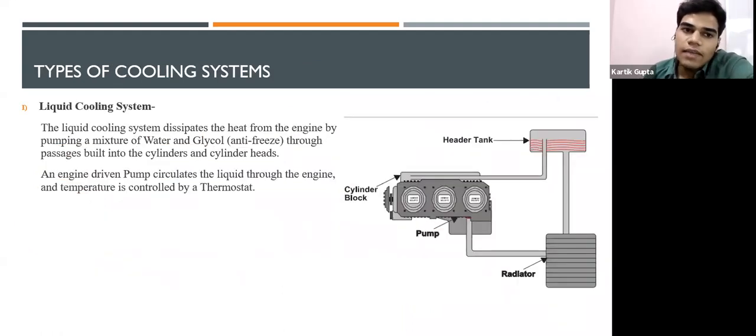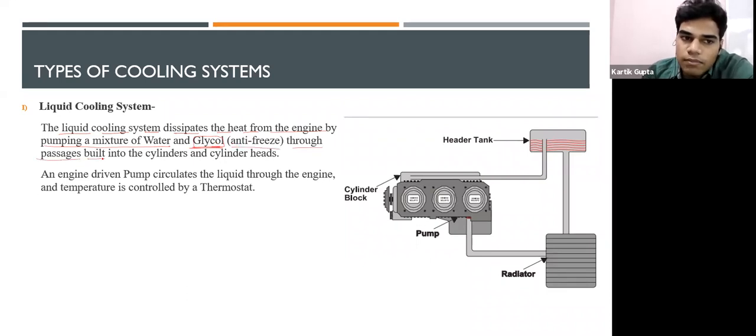What are the types of coolants? What are the types of cooling systems? Now, first is your liquid cooling system. You all might have driven a car and you might have heard your father or engineers or mechanics telling you the coolant has to be changed. That is the same liquid we're talking about. The liquid cooling system dissipates the heat from the engine by pumping a mixture of water and glycol. Now, glycol is really important here. You need to underline this if you have the notes.